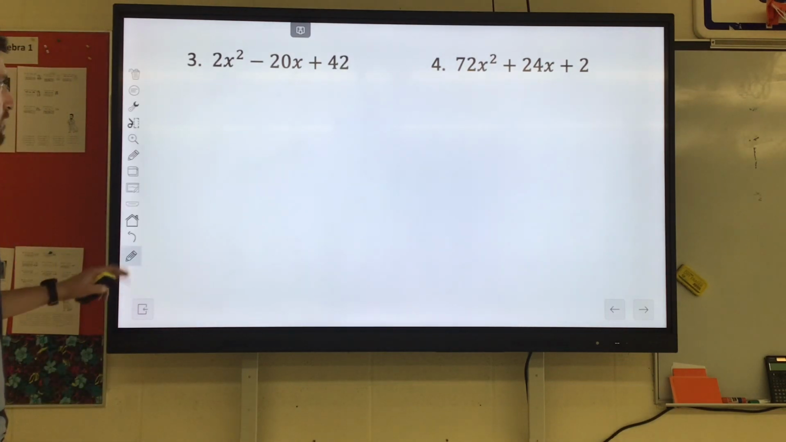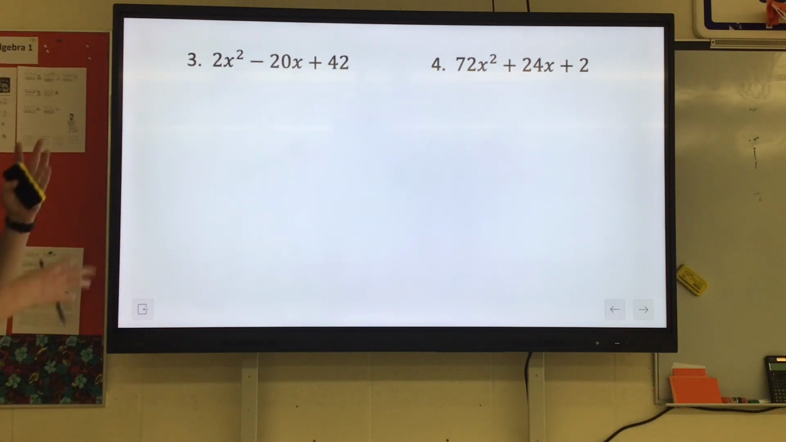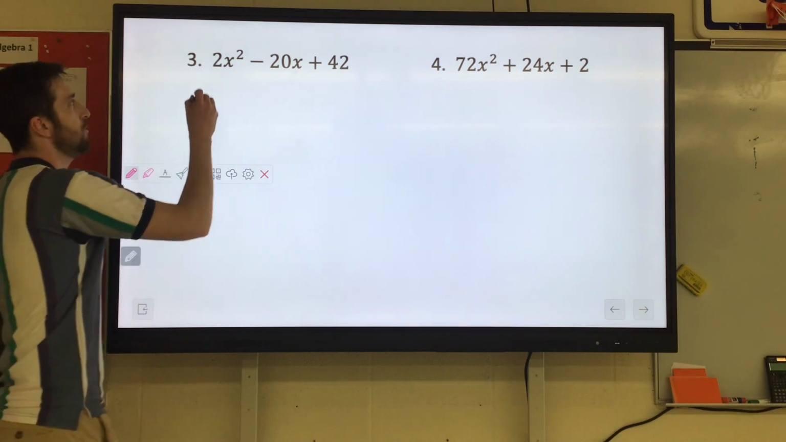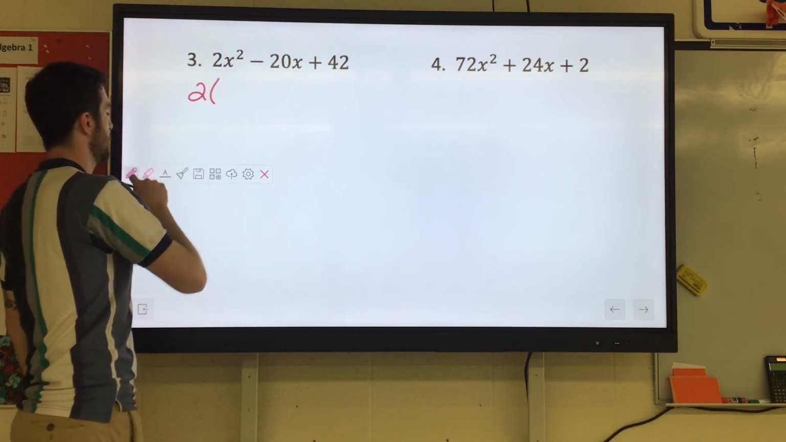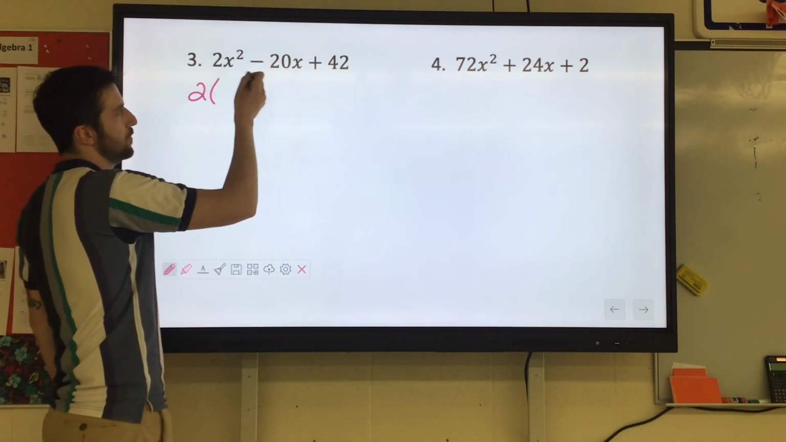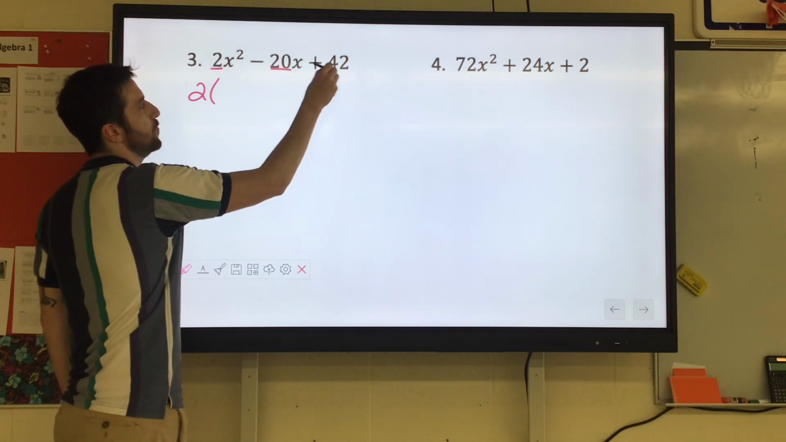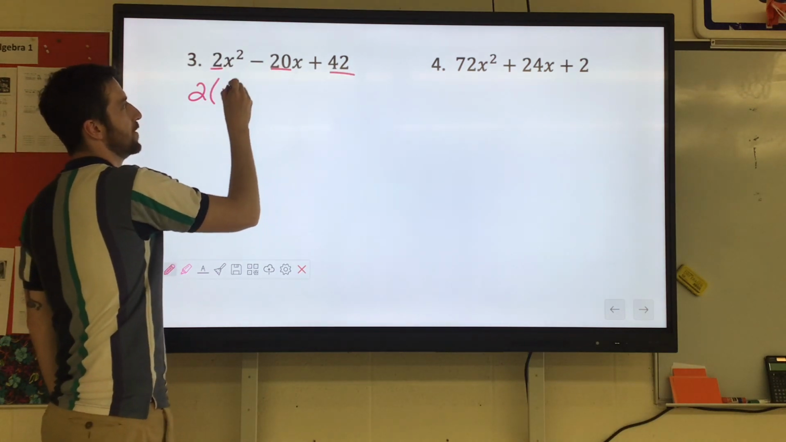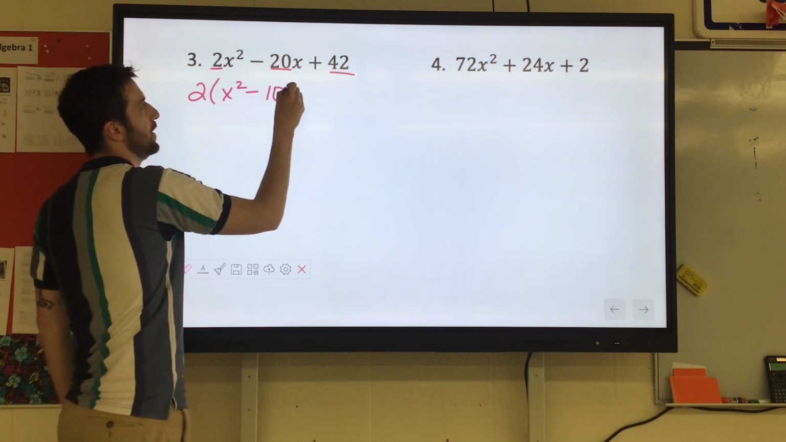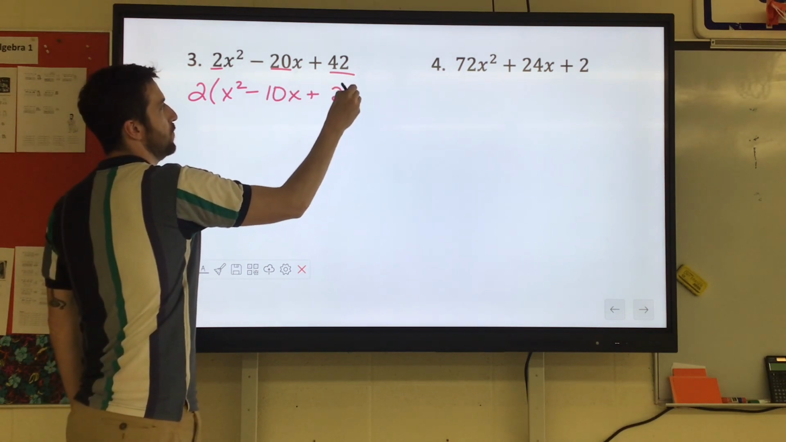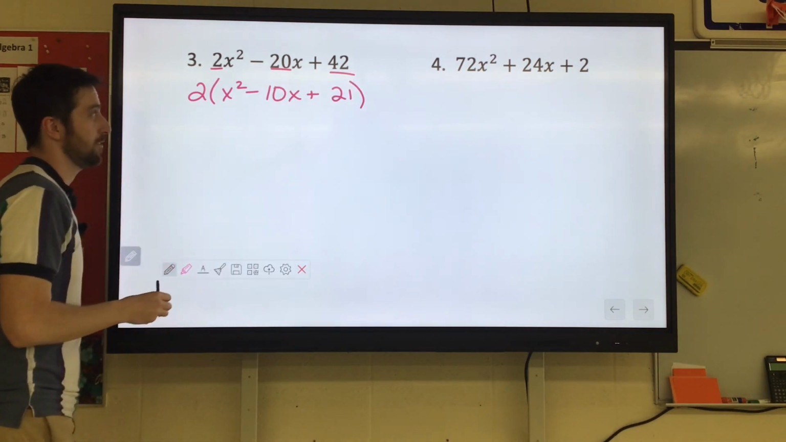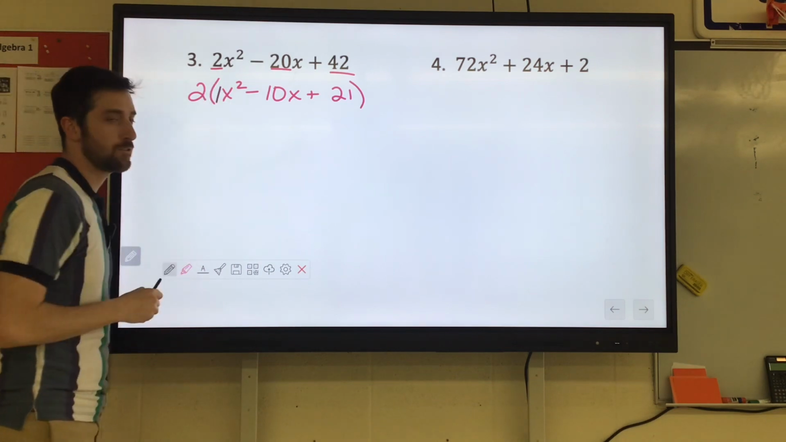2x squared minus 20x plus 42. A greatest common factor would be 2. So if you factor out a 2, we're essentially dividing each of these big numbers by 2 here. So that would make it 1x squared minus 10x plus 21. Now the nice thing about this is in front of the x squared is a 1.